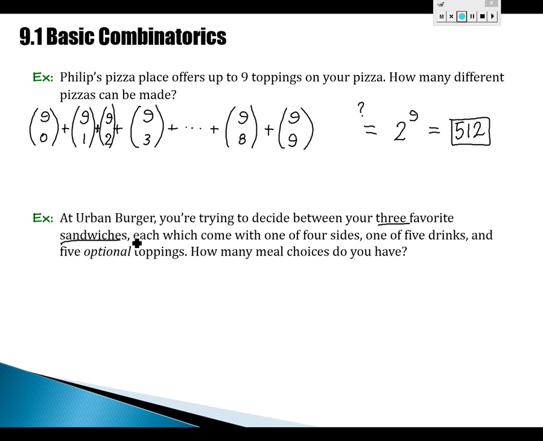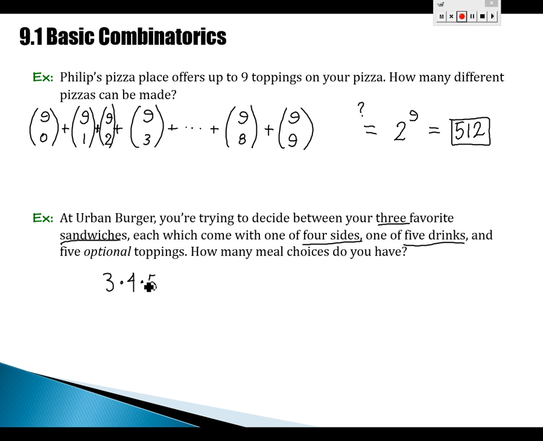All right. You must have a sandwich, so we have 3 options for that. You must have a side: 4 sides. You must have a drink. Again, can you build a tree here? For each one of the 3 sandwiches you might choose, you have 4 sides that could go with it. And for each one of those 12 sandwich-side combinations, you have 5 different drinks that could go with them. So do you see why multiplication?